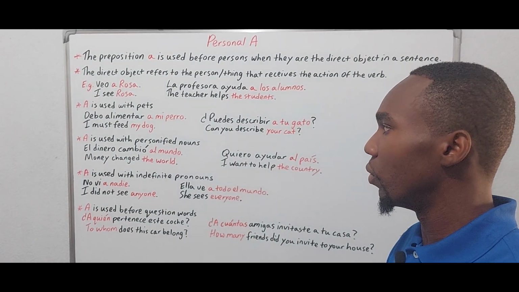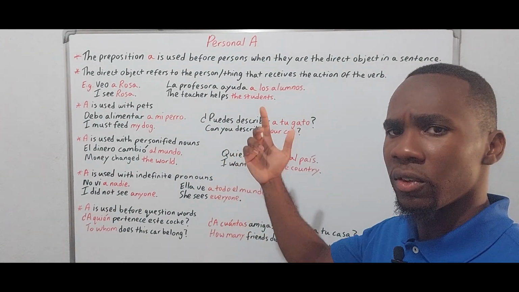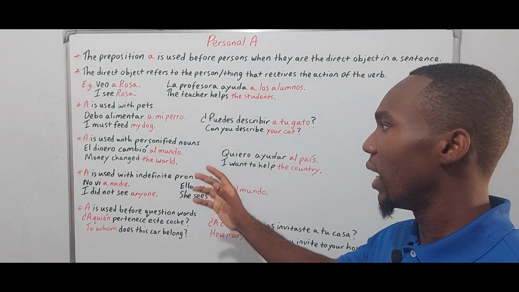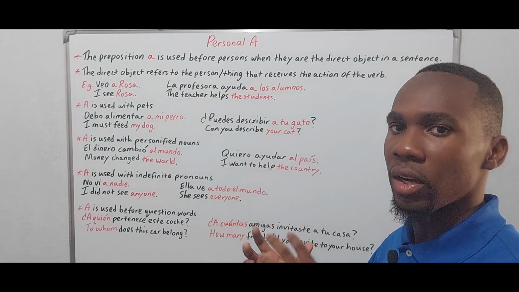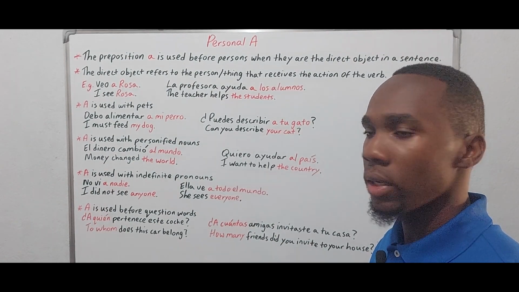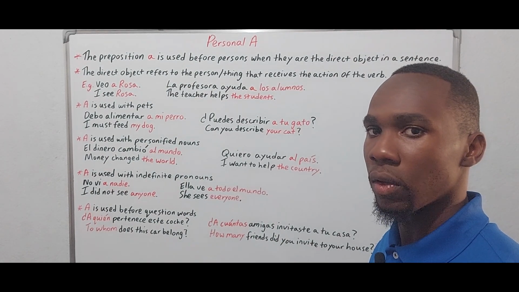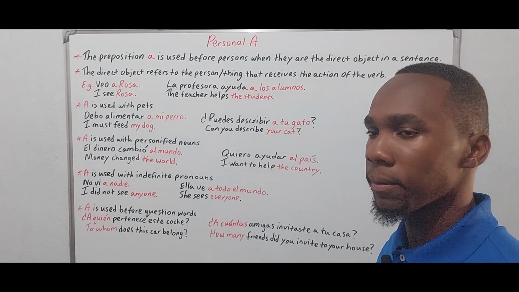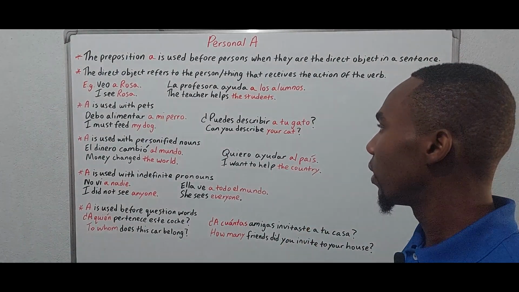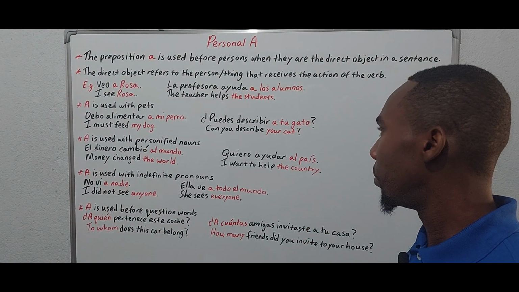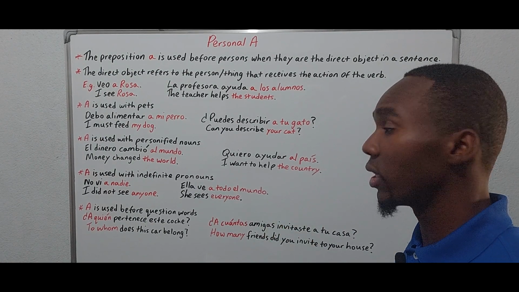Money changed the world. We had examples of this earlier, but when we have a and el, they combine to form a contraction and it becomes al, not a-el, but al, right? Same thing here. Quiero ayudar al país. I want to help the country.